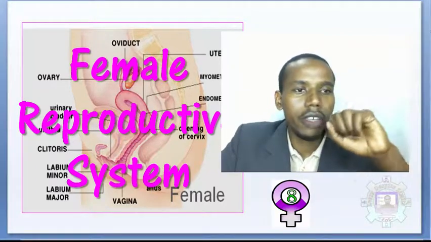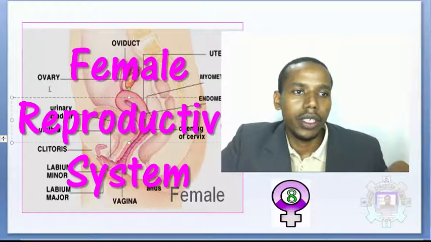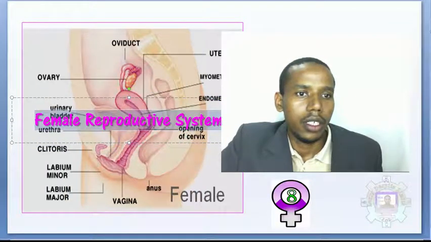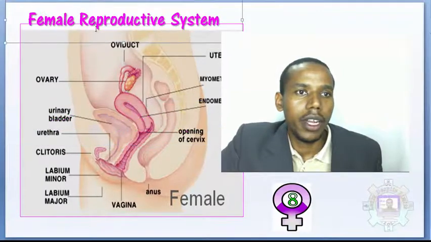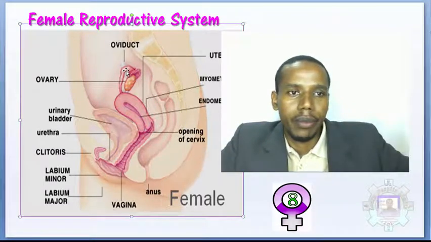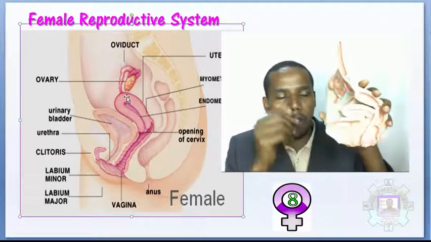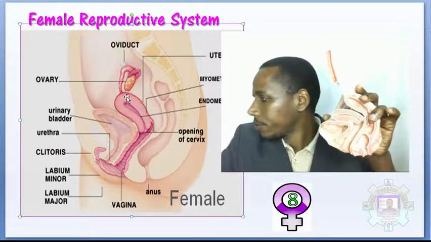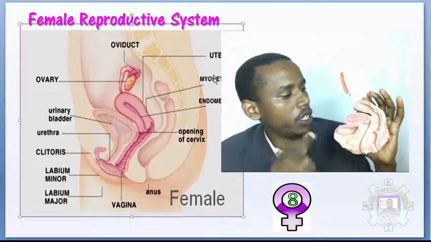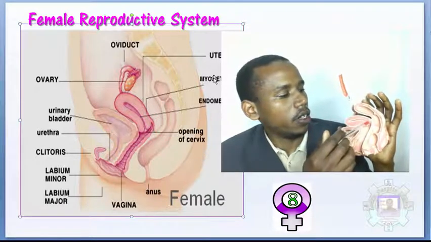If we check on the female reproductive system, the female reproductive system has the uterus. Fortunately, I have a model over here. I don't know if you can see it. It's basically the female reproductive system. As you can see here, you have the uterus, and the opening between the vaginal canal and the uterus is called the cervix.